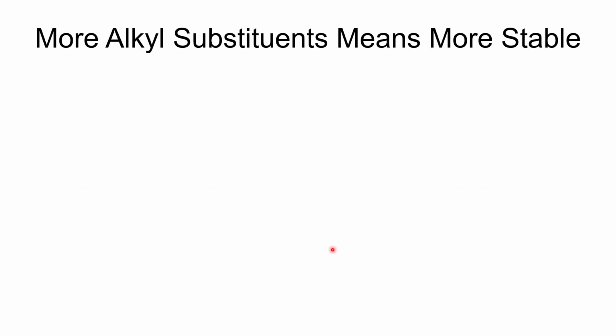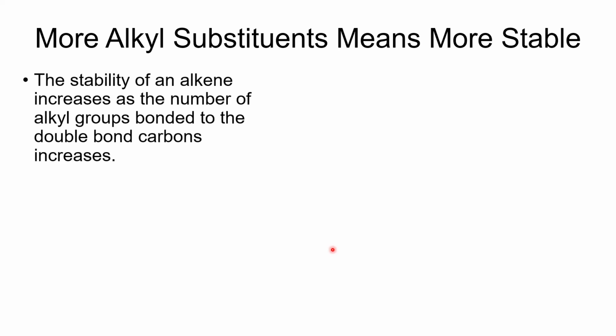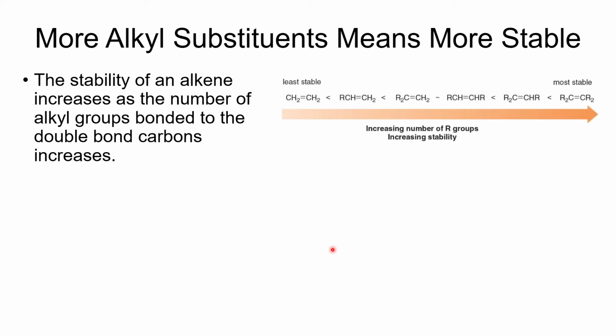So we want to look at what makes for a more stable alkene, one that has more alkyl groups attached to the carbon-carbon double bond, or one that has fewer. And we will find that the more alkyl groups that you have attached to the carbons of that double bond, the more stable it is. So the stability of an alkene increases as you have more alkyl groups. So here we don't have any alkyl groups attached to ethylene, and then we'll find that here with one alkyl group it's a little bit more stable.